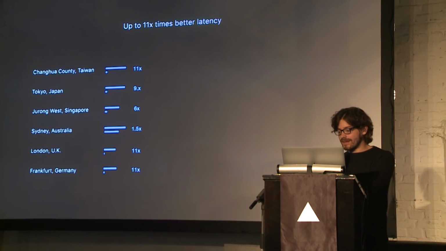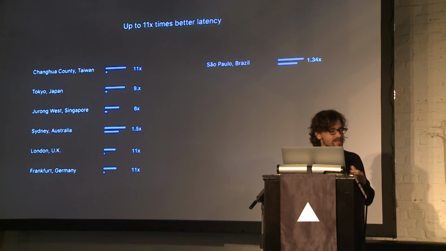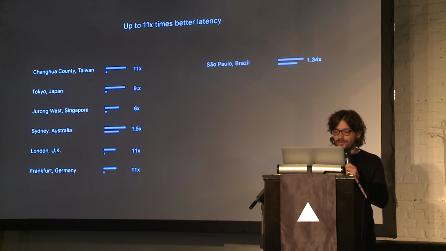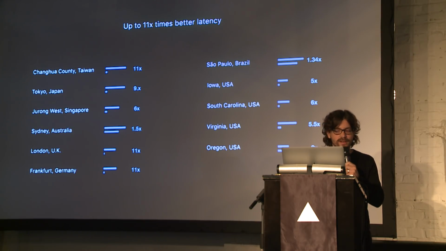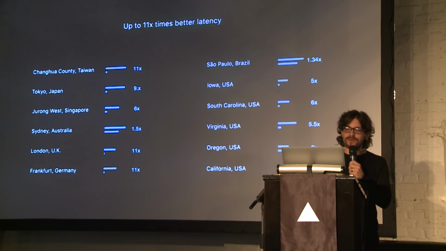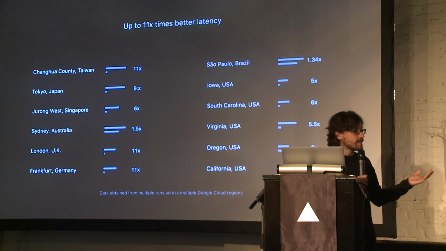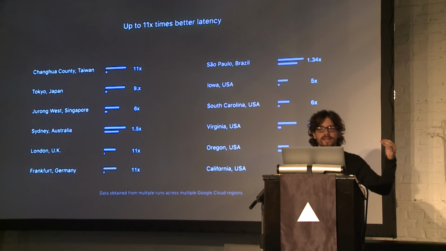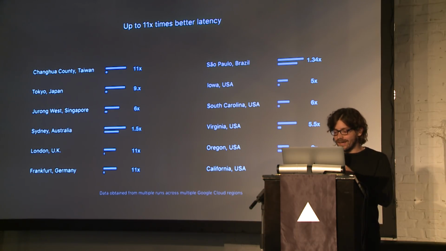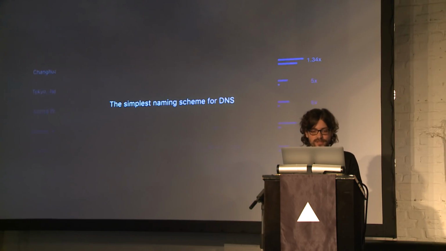And Germany. Brazil, unfortunately, for our South American customers, it's not that fast yet, but we're working on it. Iowa and South Carolina, Virginia, and Oregon, way faster as well. California was kind of our starting ground, so it's 1x faster. I'll take it. And we've verified this data across multiple existing cloud infrastructure providers. We're very, very pleased with the results.